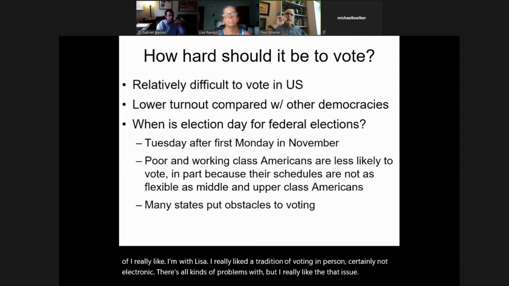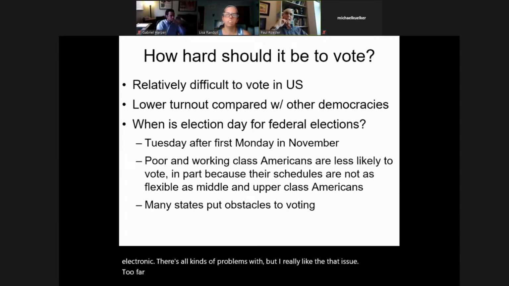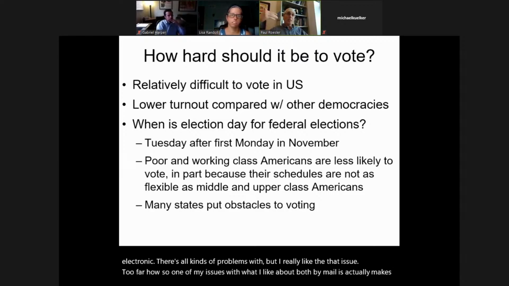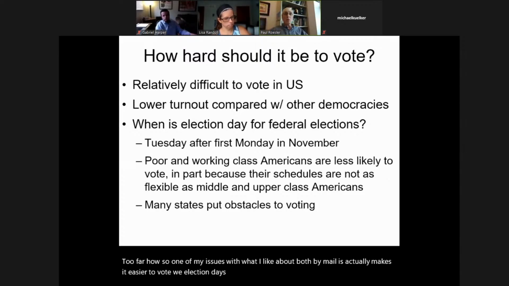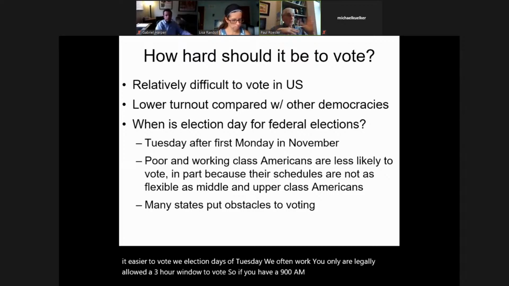One thing I like about vote by mail is it actually makes it easier to vote. Election day is a Tuesday. We often work. You are only legally allowed a 3-hour window to vote. So if you have a 9 a.m. class, you have 6 a.m. to 9 a.m. to vote.